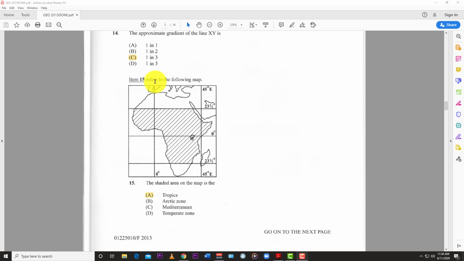Number 15 refers to the following. The shaded area on the map is the A, tropics. So you should know your lines, the Tropic of Cancer and Capricorn. As long as it's between here, you know that's the tropics right there. All right, so that's the tropics, so A.